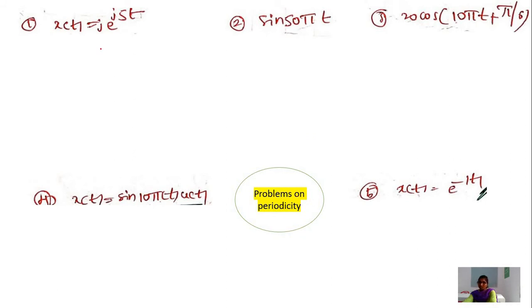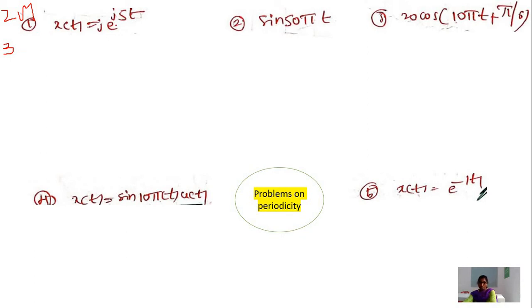If the signal is periodic, find out its time period. This is a problem you may get for the 2 marks question. 2 marks question, that's why concentrate. Simple. First problem: x of t is equal to j into e power j, find. All the problems will be based on the 3 signals only: sine, cos, and complex exponentials.